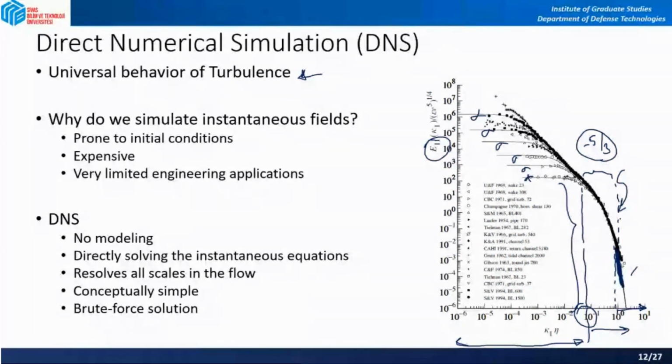But on the other hand, the simulated instantaneous data, for example the results from DNS or LES, are very valuable in terms of calibrating the turbulence models. How do we calibrate? For example, we will see the turbulence models that we use to close the set of equations, like k epsilon and k omega. They have many empirical constants, these k epsilon and k omega.